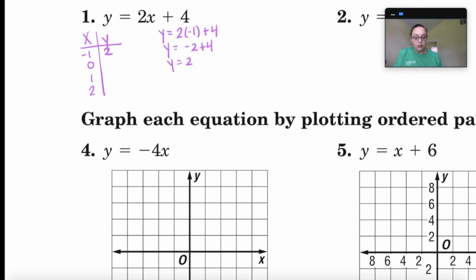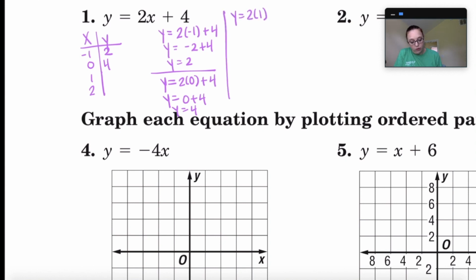Now let's substitute a 0 in. So that'd be y equals 2 times 0 plus 4. Well, 2 times 0 is 0, and 0 plus 4 is just 4. So if x is 0, then y would be 4. Let's substitute a 1 in place of x. So I'm going to do y equals 2 times 1 plus 4. So that'd be 2 plus 4, or 6. If x is 1, then y would be 6.